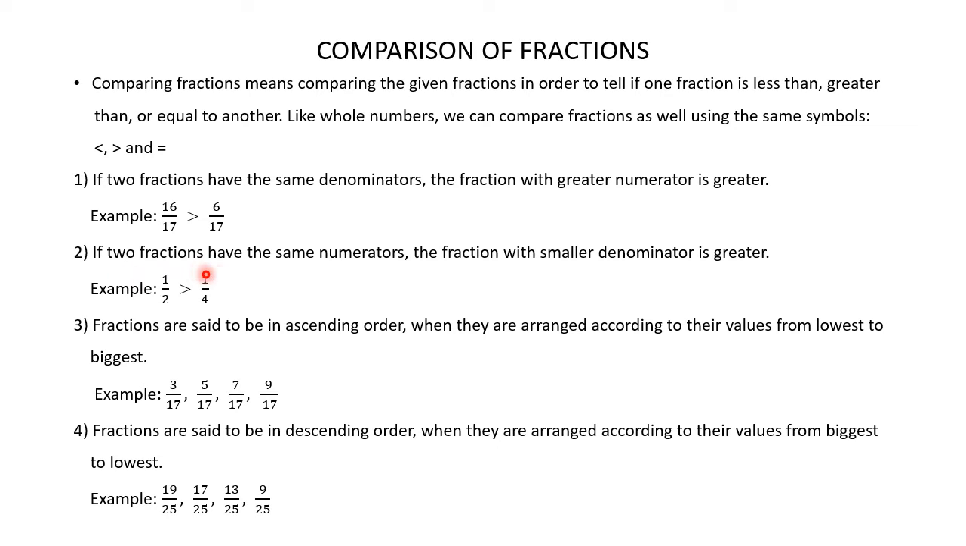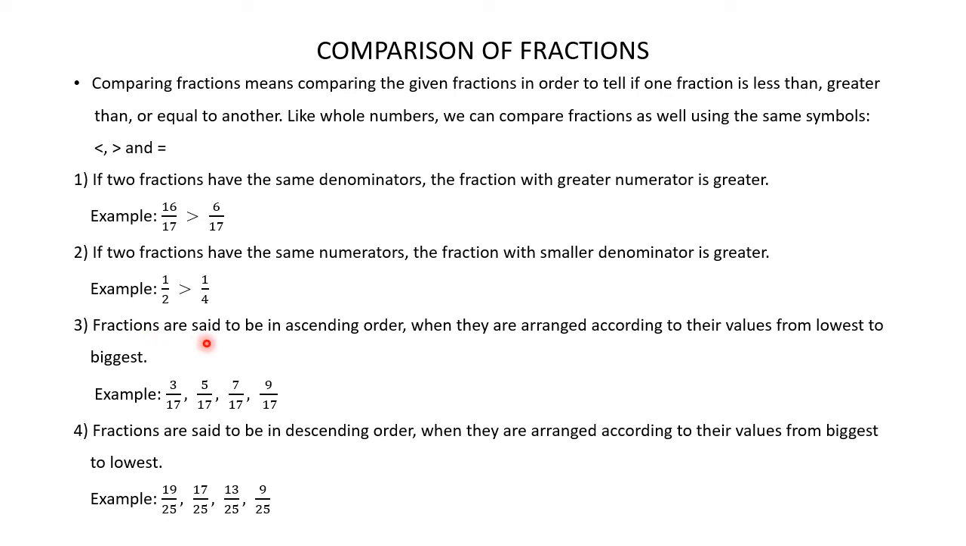Next, if two fractions have the same numerators, then the fraction with the smaller denominator is greater. Let's consider these two fractions 1/2 and 1/4. These two fractions have the same numerator 1. So the fraction with the smaller denominator is greater. Here 2 is smaller than 4. So 1/2 is greater than 1/4.